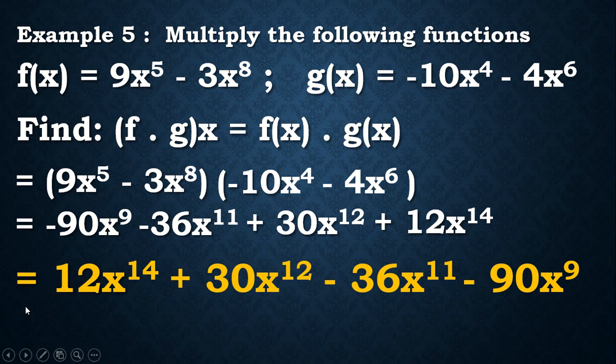So our answer is 12x to the 14 plus 30x to the 12 minus 36x to the 11 minus 90x to the 9. Let's proceed to our last example.